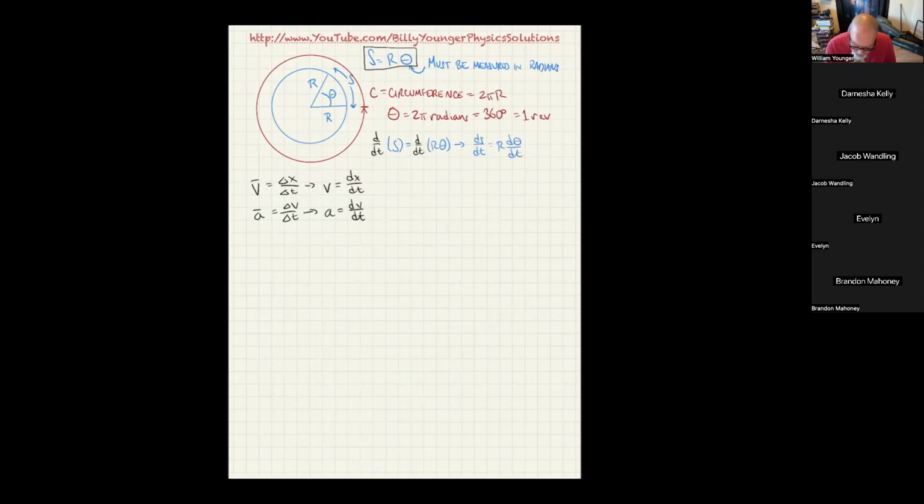And notice ds dt is the distance traveled. The s is the distance traveled around the circle. So when you take the derivative of that with respect to time, you're getting the velocity. So this gives us, in fact, that v is equal to r times the rotational analog, which we'll call omega. So we're going to define this to be the angular velocity, omega. And of course, this is already v.